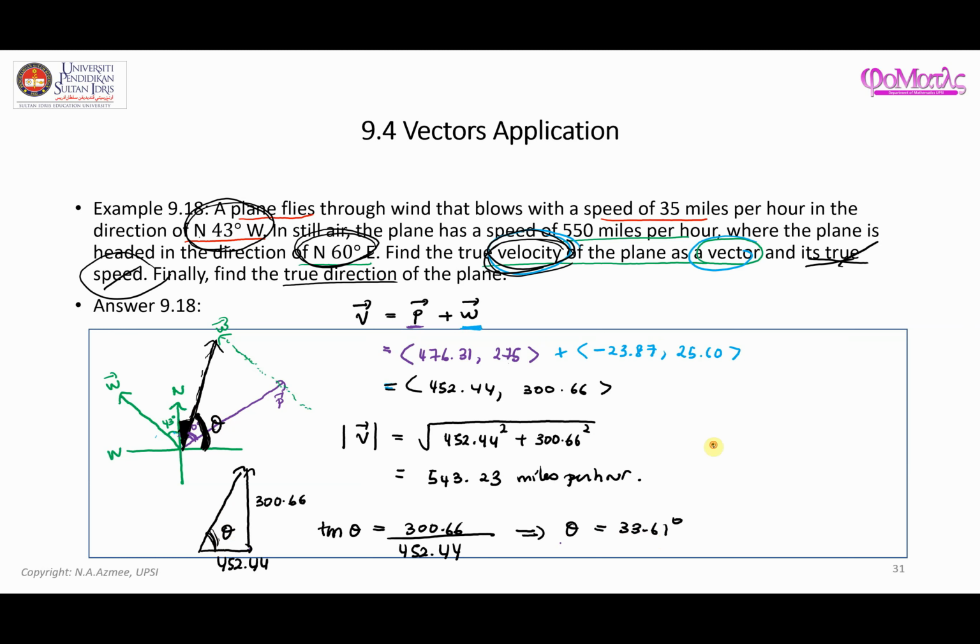Therefore I can write down the true direction is actually equal to north 56.4 degrees east. How do you get 56.4? You get it by taking 90 degrees minus this theta. Theta is 33.61, so the angle that you're looking for here is 56.4 degrees.